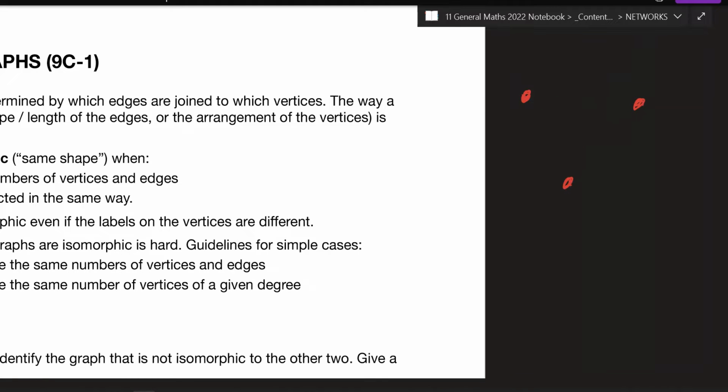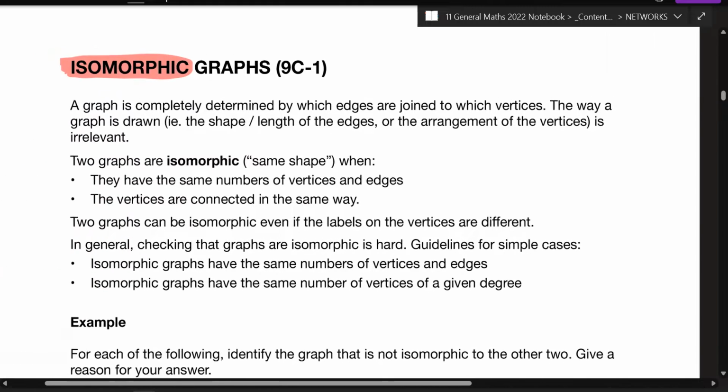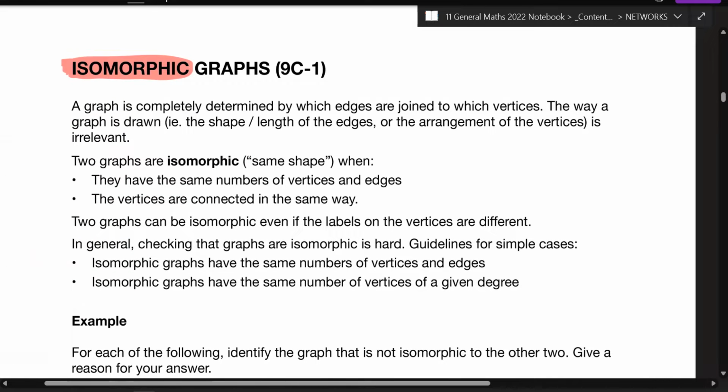Now, when it comes to the word isomorphic, what we're looking at is whether two separate graphs are exactly the same. That's what isomorphic means. And here are the 2 rules that you have to abide by if 2 graphs are isomorphic, that is, if they're exactly the same.